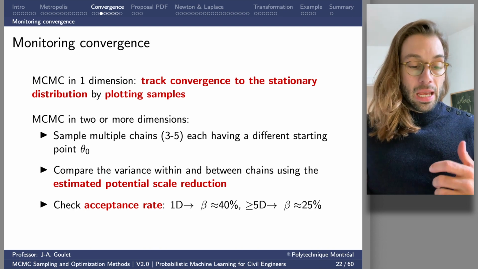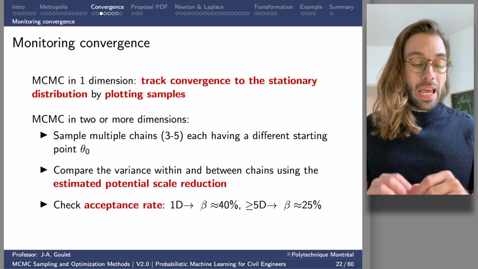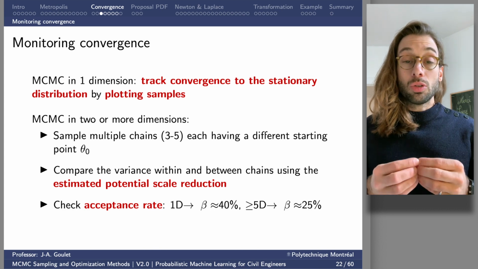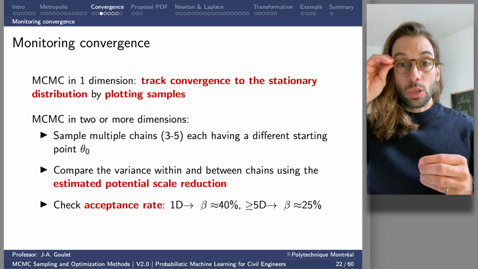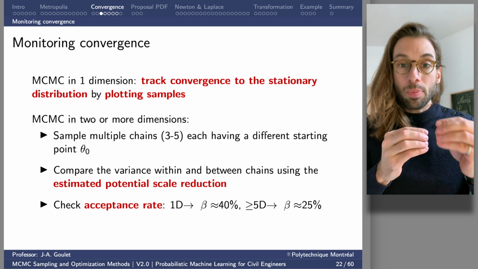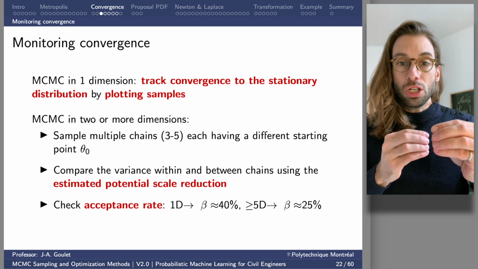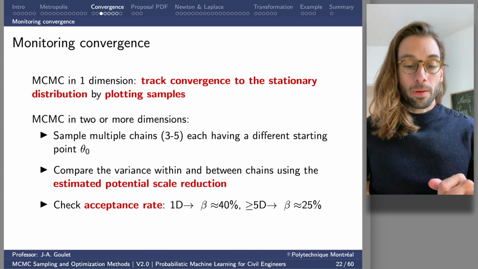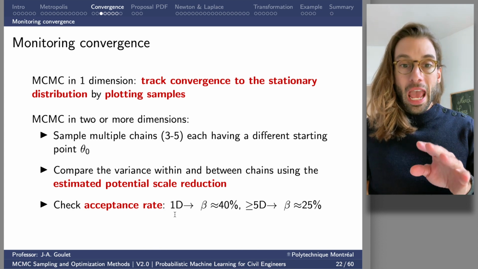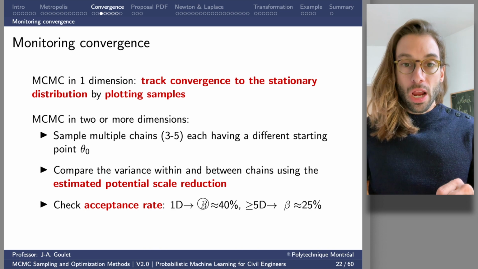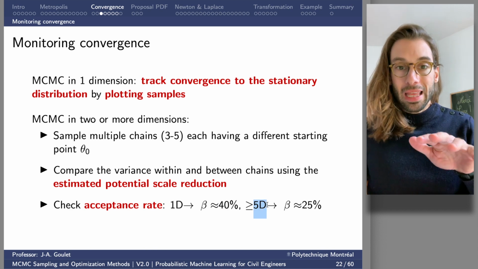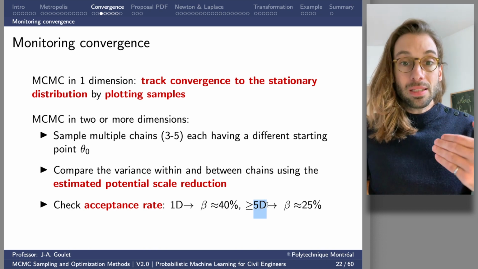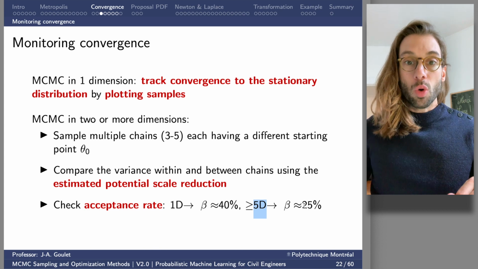And the second thing you need to look at is your acceptance rate. Okay, what is the ratio between the number of times you accept to move to the proposed location divided by all the samples you've taken? In 1D, you should aim roughly for an acceptance rate, denoted by beta, of 40%. In 5 or more dimensions, the acceptance rate that leads to the fastest convergence rate is roughly 25%.